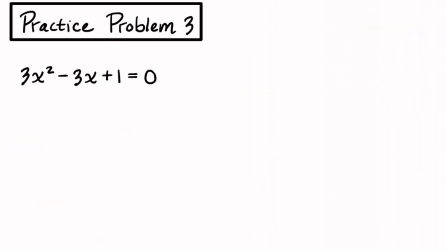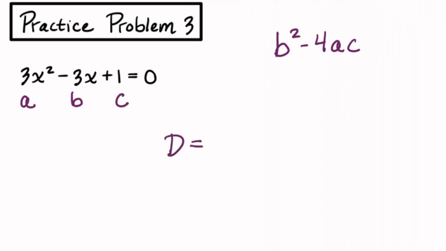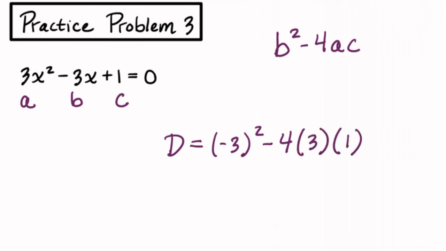All right, let's do one more practice problem. Go ahead at this point, if you'd like, and pause it, but I'm going to proceed ahead. So b squared minus 4ac, again, is our formula. B is negative 3 this time, A is 3, and C is 1. So our discriminant would be equal to negative 3 squared minus 4 times our A term, which is 3, times 1. And that's going to give us 9 minus 12, and that's going to give us 3. Negative 3, I should say.